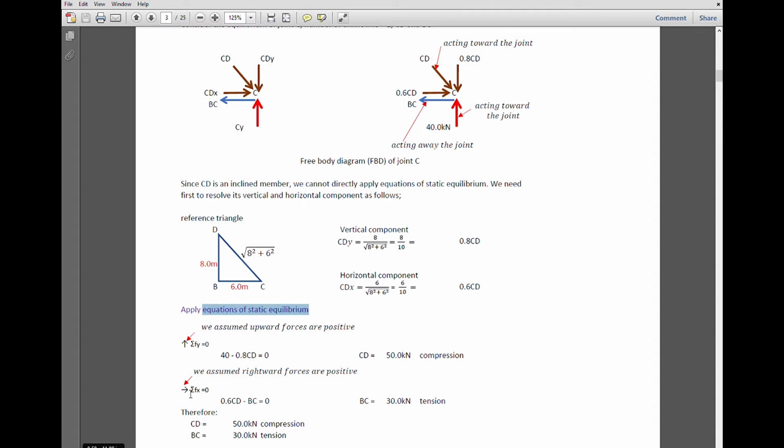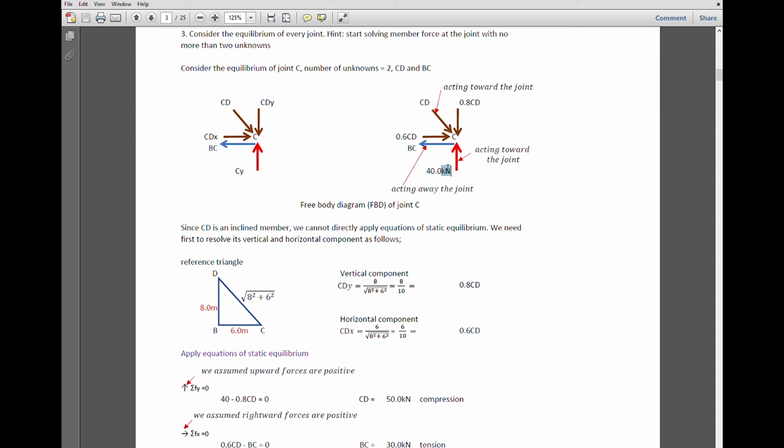Summation forces vertical and summation forces horizontal. We assume that upward forces are positive and apply summation forces vertical equal to 0. So, itong 40 kN na ito, that is upward positive, and yung 0.8 CD na yan, that is downward negative. Ito yung equation na yan. So, from this equation, guys, now we can solve for CD, and that is equal to 50 kN. So, since this is positive, CD is compression, or that is a compressive force acting at member CD.